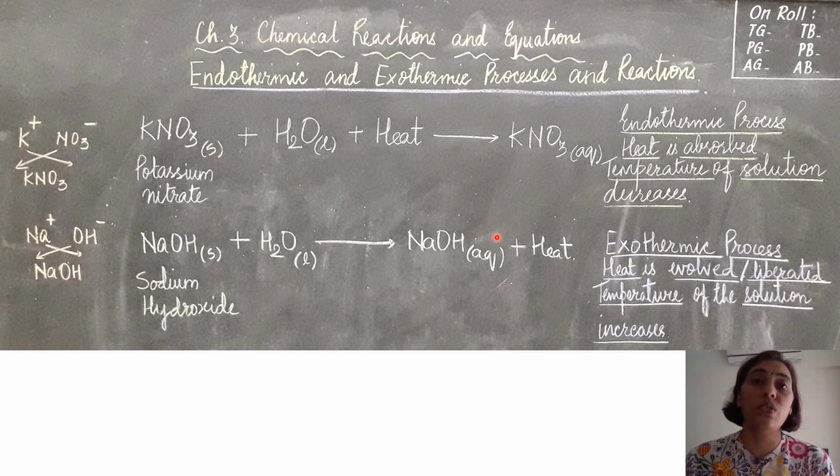Now heat is written on the product side, so heat is going to be released in this case. So the temperature of the solution, you will find that it has increased. It will be more than 23 degrees Celsius. When you actually perform this, you can feel the beaker in which we have carried out this reaction, and you will find that the beaker has become very hot, on account of the heat that is released. So it's an exothermic process. The process in which heat is given out or liberated is called exothermic. Temperature of the solution increases. So these are two examples of endothermic and exothermic processes. Now one example we are going to study in the next slide.